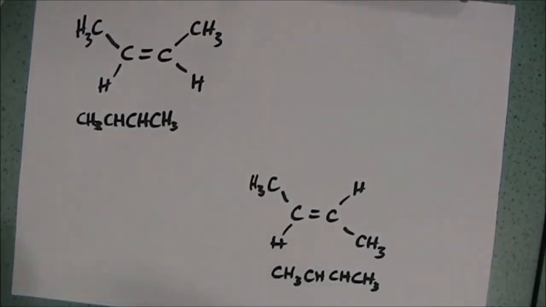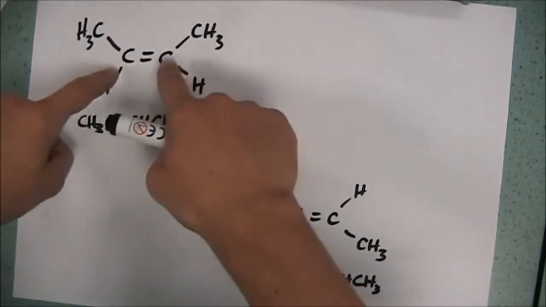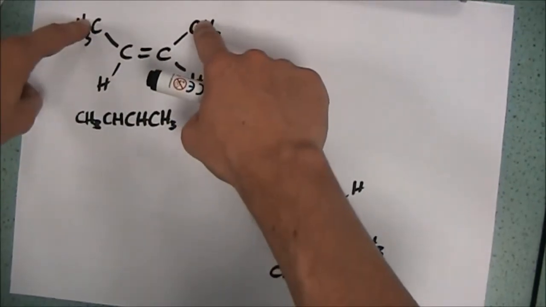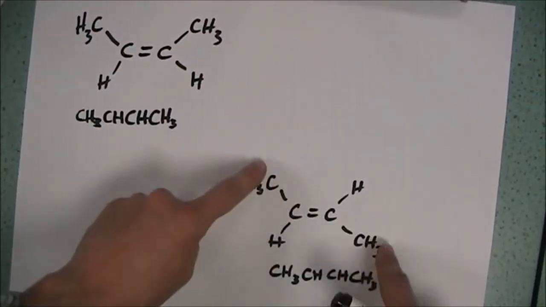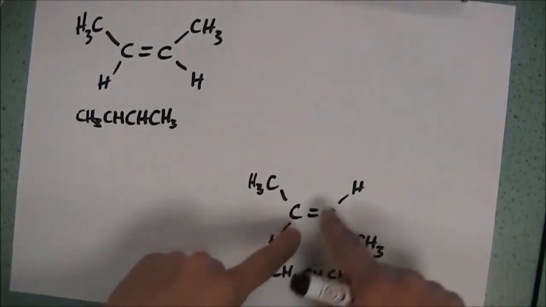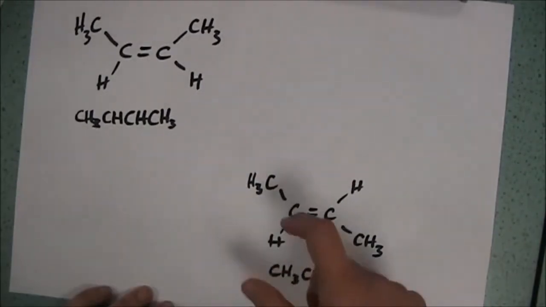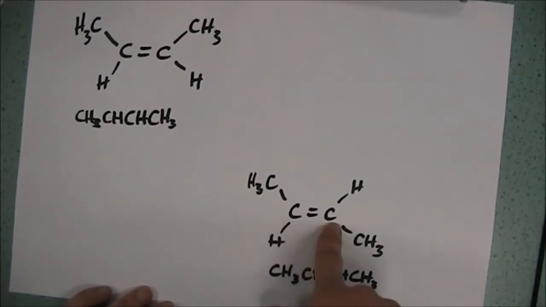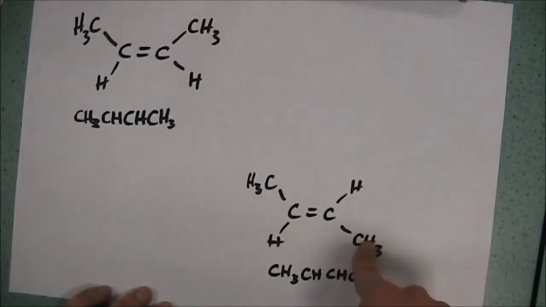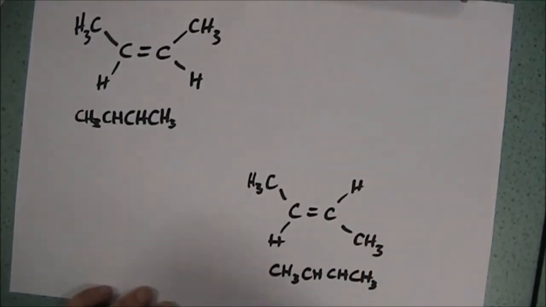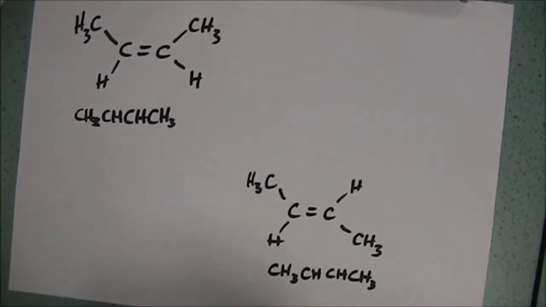So both of these are but-2-ene, and the only difference is that here we have the two methyl groups and the two hydrogens together, and here we have them on opposite sides of the molecule, if you like. So we'll describe that as each carbon atom making up the carbon-carbon double bond having two different functional groups on it, and then we can get this different isomerism.